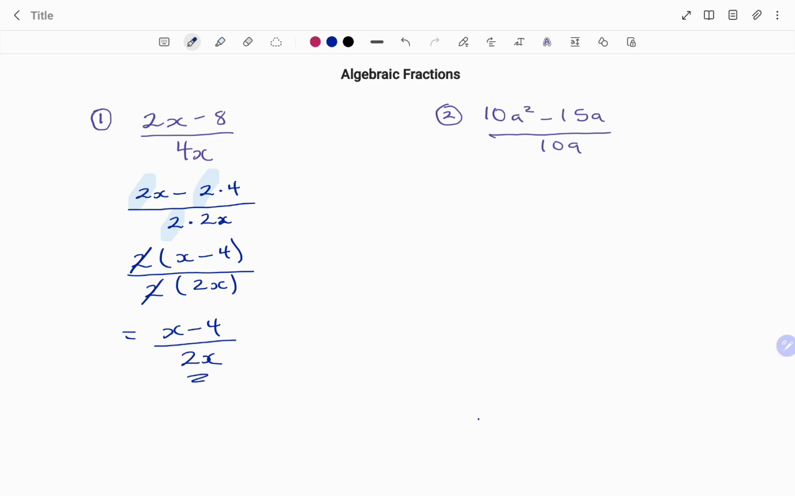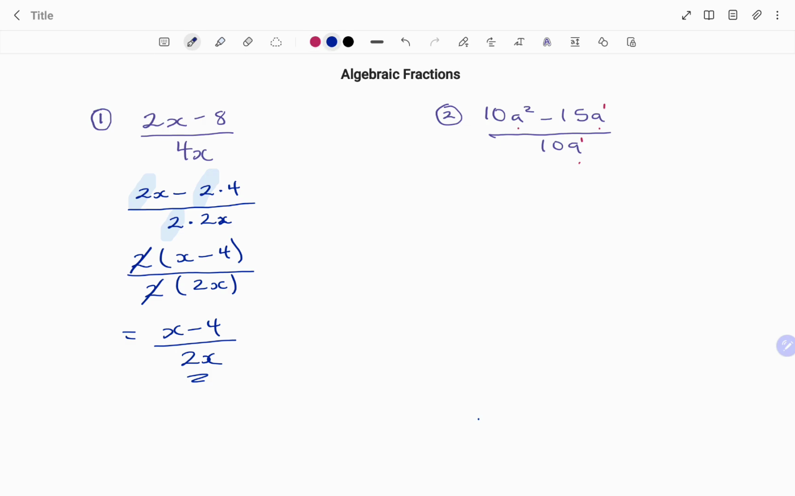In the second example, I have 10a squared minus 15a over 10a. Like I did in the previous example, I'm going to find the highest common factor for all the terms in the numerator and the denominator. That's 5. So breaking that down, I have 5 times a squared. However, because I have a also common to all the terms, if I have powers that are greater than 1, I'm going to pick the variable that has the least power or the least exponent. In this case, I have an invisible 1 here, and this is 2. The least exponent is 1.